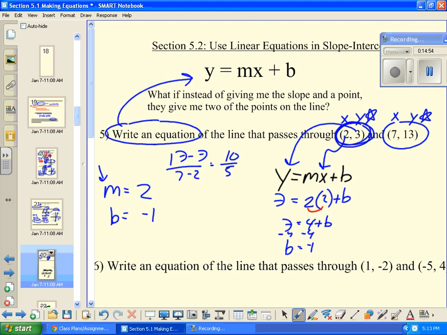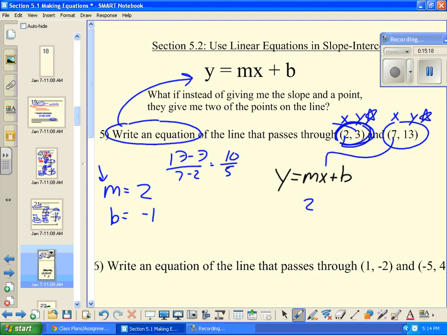Now, let's go back for 1 second, and let's say, what if your neighbor, or let's say you decide to do it the other way. Maybe somebody you saw did use the point 2, 3. But let's say instead you want to say, well, what about 7, 13? What if I use that point? Again, just showing you it won't matter which point you use. Either way should work. So again, we can put 2 in for the slope because we do know that.